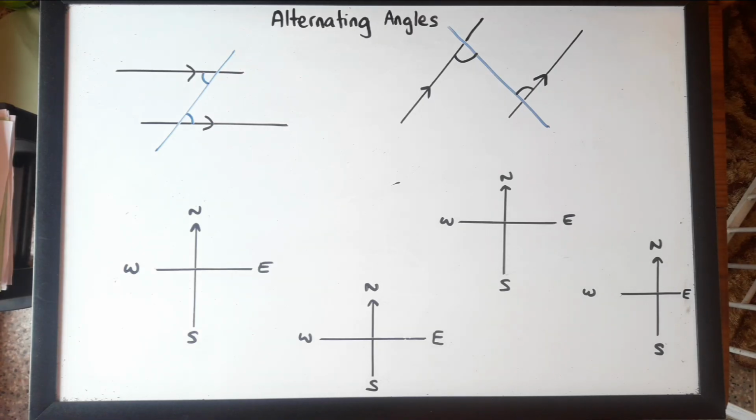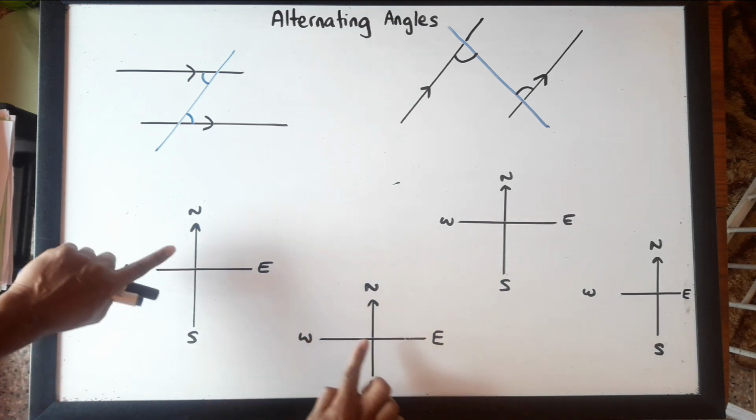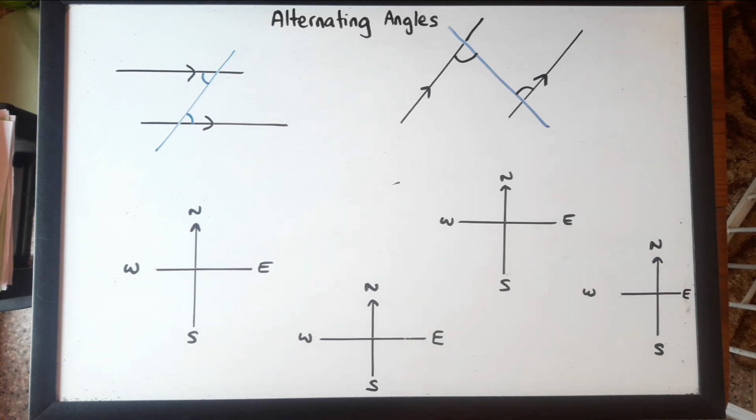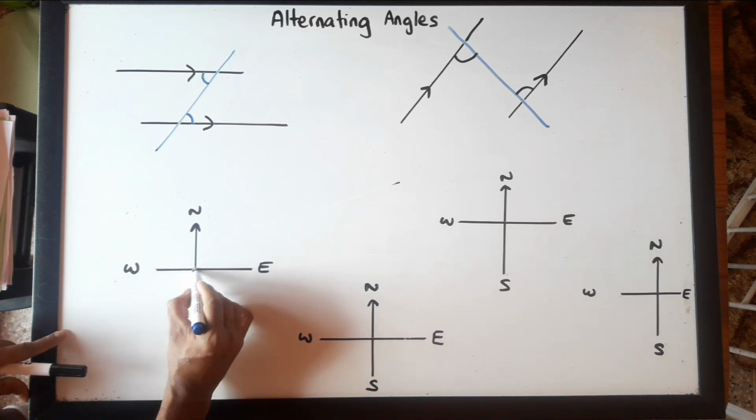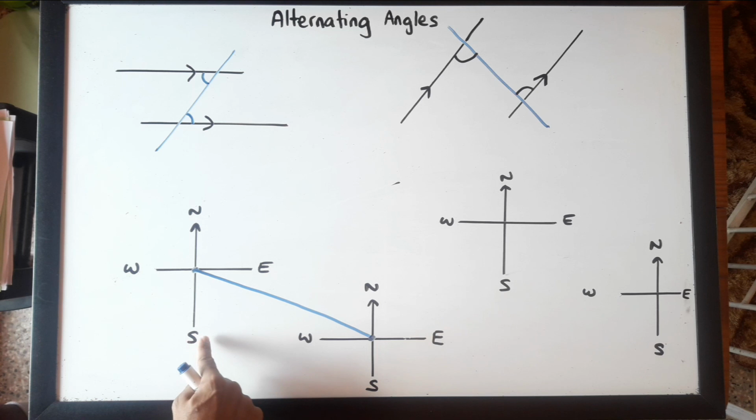So, if I have a north-south line and another north-south line, and the two lines are on different places on a map, nobody needs to tell you that this north-south line is parallel to the other north-south line. It's obvious. So that means if I take here and connect it to here, since these two lines are parallel, you have a kind of alternating angle situation.